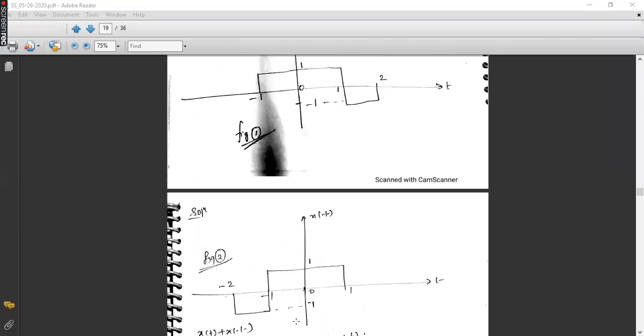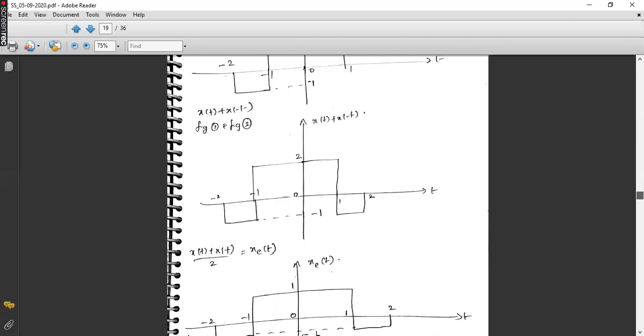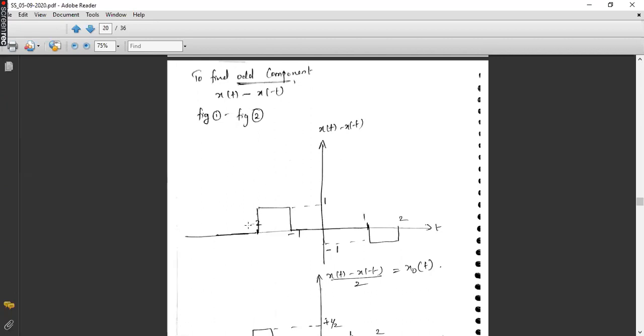So 0 minus minus 1. Remember, you are subtracting, so 0 minus minus 1 becomes positive 1. Be careful while subtracting. You are subtracting negative 1 from 0, which means the answer is plus 1. So the subtracted output will be plus 1 during the time interval minus 2 to minus 1.